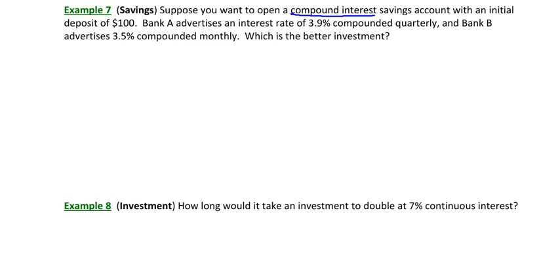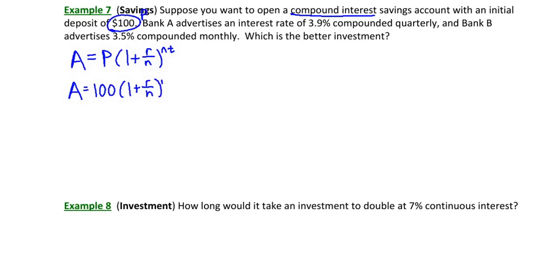So again, we want to recognize we're looking at compound interest. So our formula is A equals P times (1 plus R over N) to the exponent NT. And we're beginning with $100. That's our initial deposit, so that's our principal. So we can update our model and replace the principal with our initial investment, $100. Now, we have 2 possibilities.